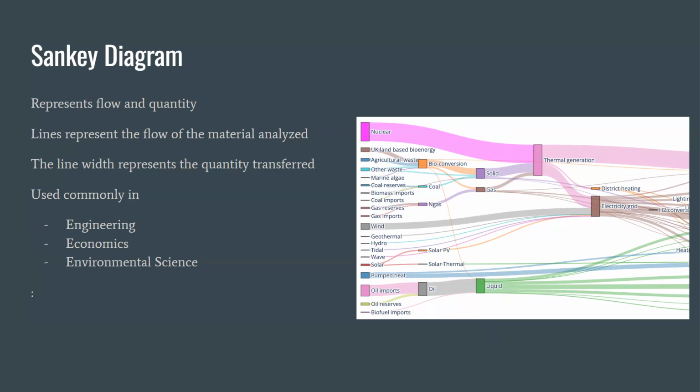So the benefits of Sankey diagrams are that they are really intuitive. They make it easy to understand complex systems and flows at a glance. And by making the relative sizes of flows and losses visible, Sankey diagrams can help identify areas of inefficiency or waste.